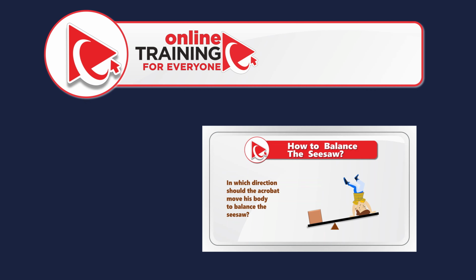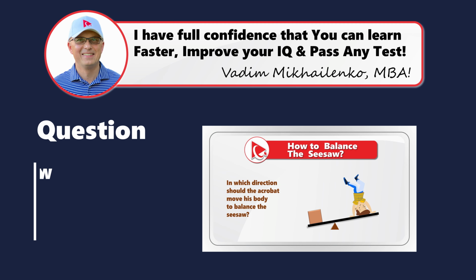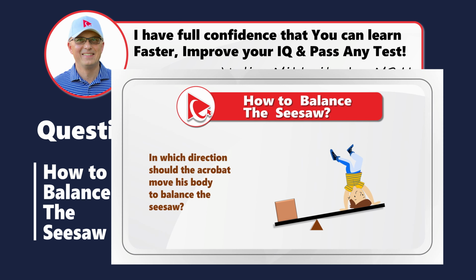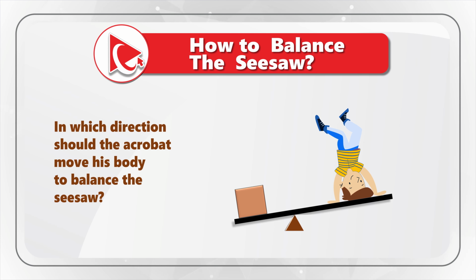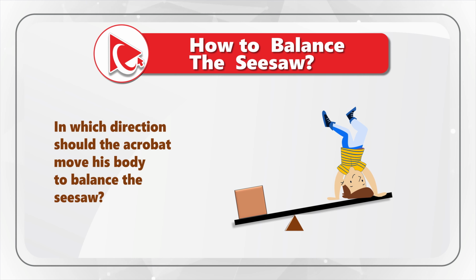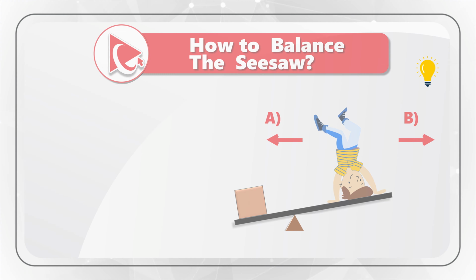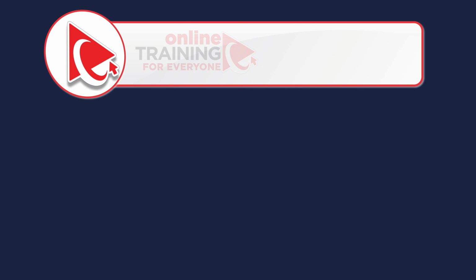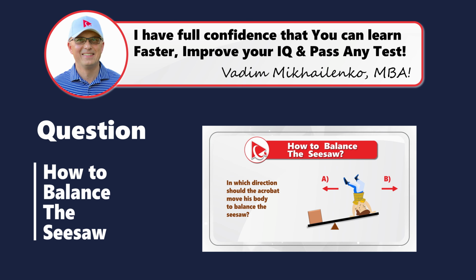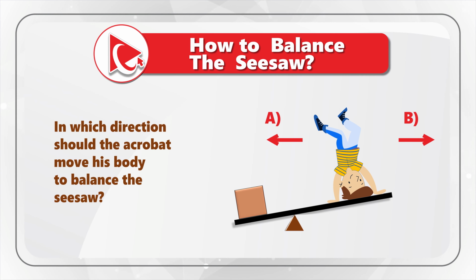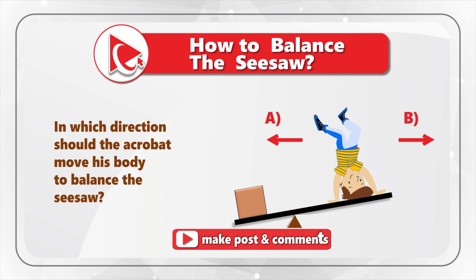I love this question because it truly tests your knowledge of mechanical engineering. You're presented with an acrobat and the weight on the seesaw. You need to determine in which direction the acrobat should move his body to balance the seesaw. And you only have two choices. Choice A to the left or choice B to the right. Take a close look to see if you can come up with the answer. On my end, I am moving forward to share with you my version of the answer. And obviously, if you have a better way to solve it, please make sure to post in comments.